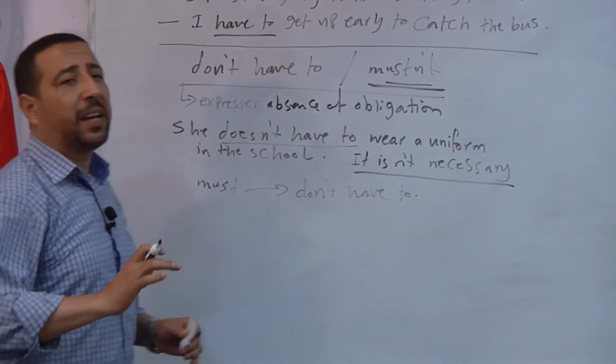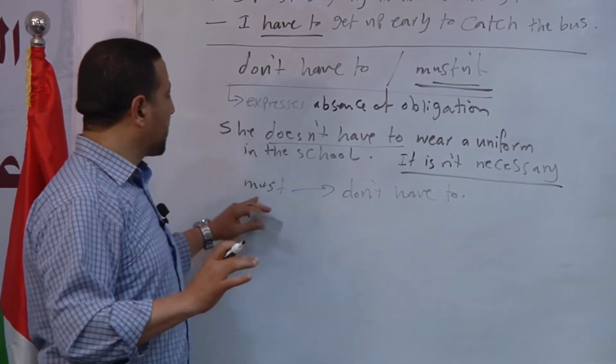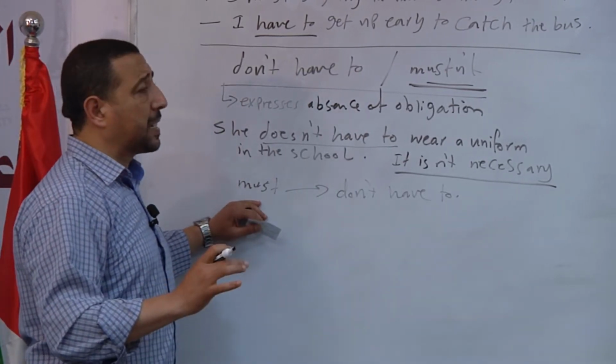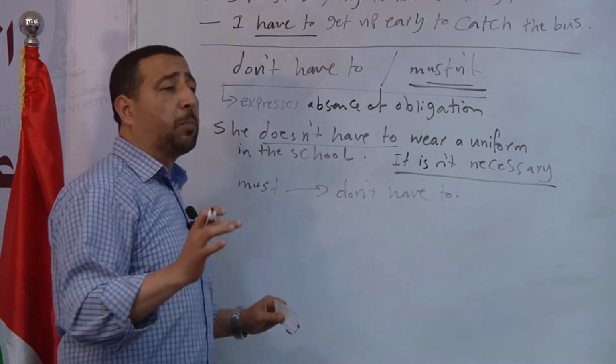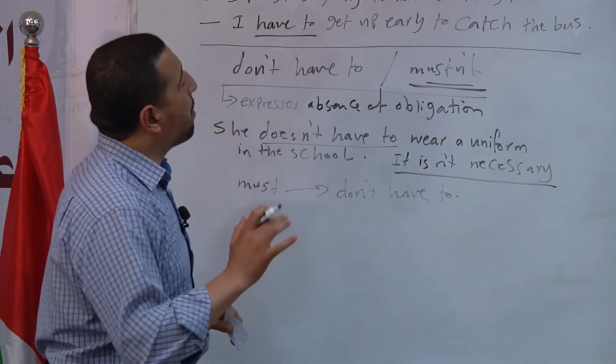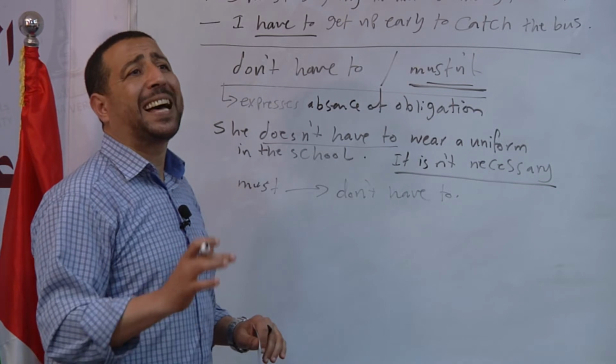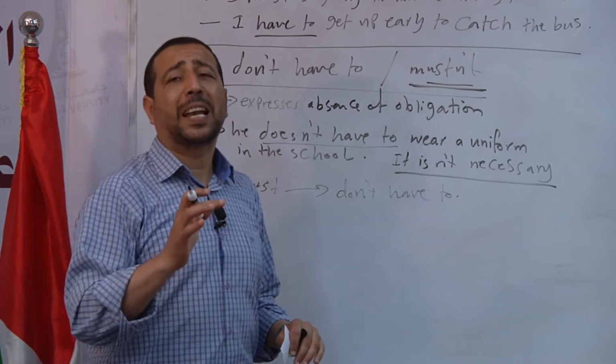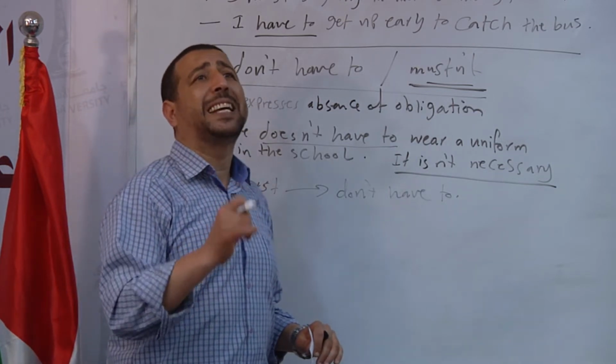Must is something else. Now, what about mustn't? Mustn't is important here because mustn't means you are not allowed. It talks about a negative obligation.